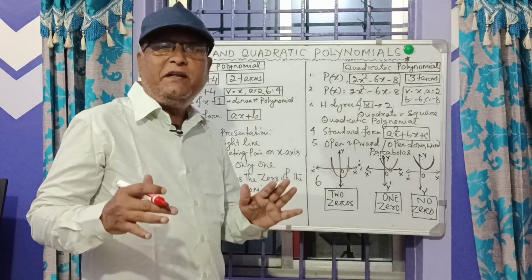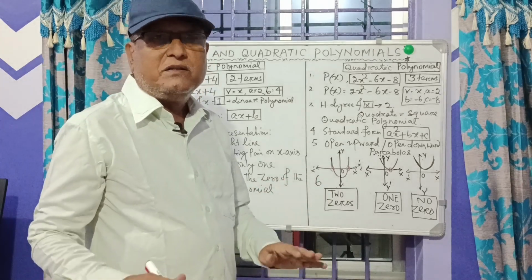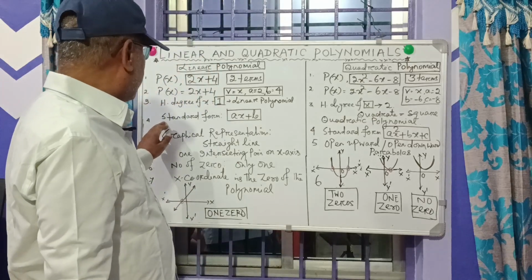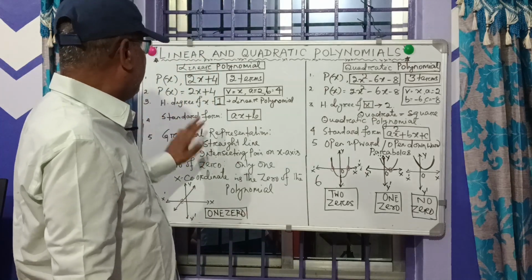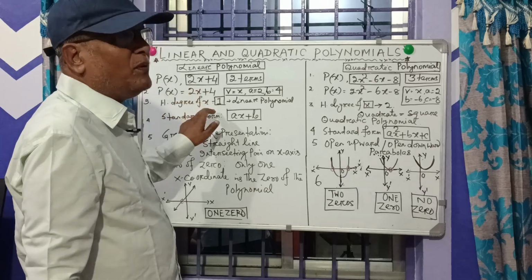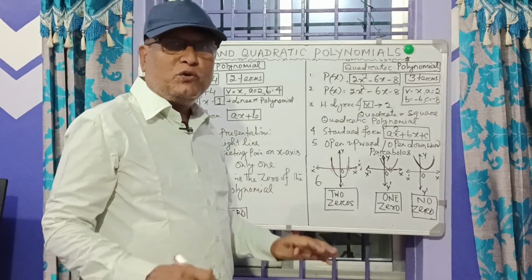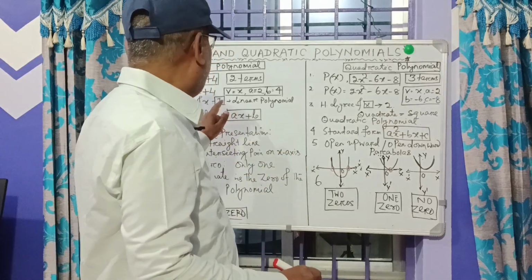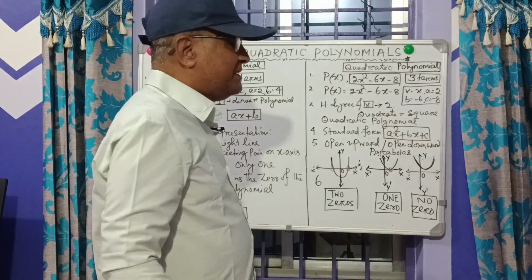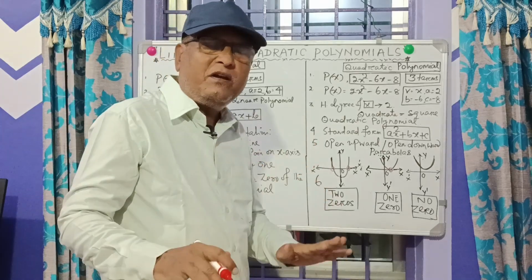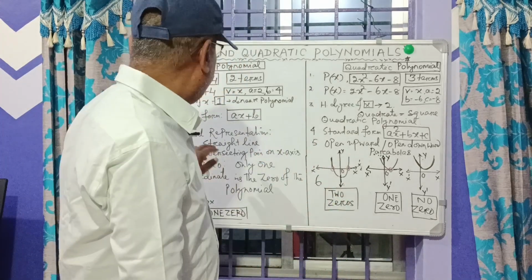But why is it called a linear polynomial? Let's come to the next point. The highest degree of the variable x, look here, is 1. So a linear polynomial has the highest degree of the variable equal to 1. This is very important. You have to identify which one is linear and which one is quadratic.